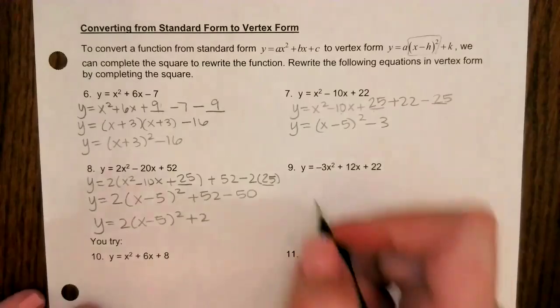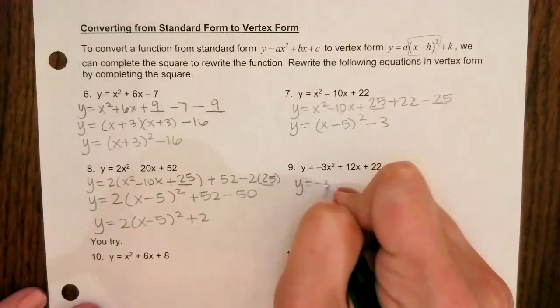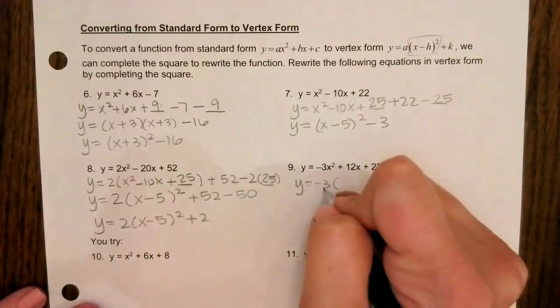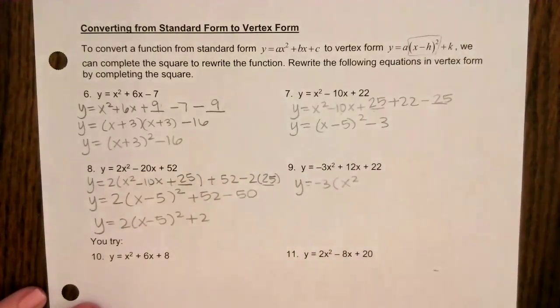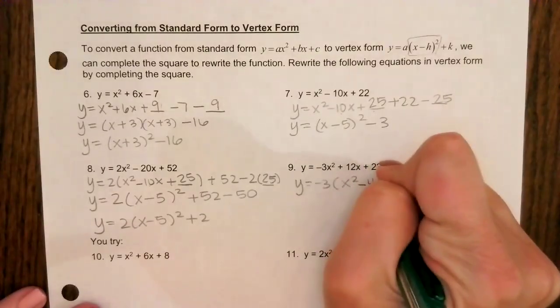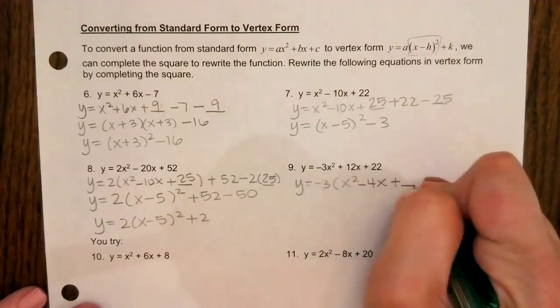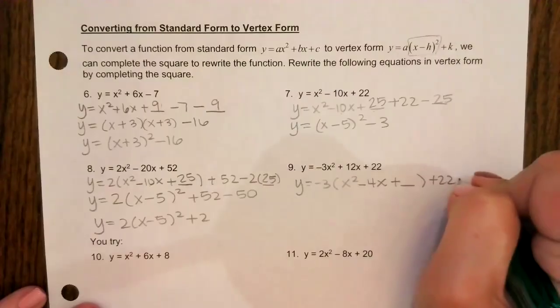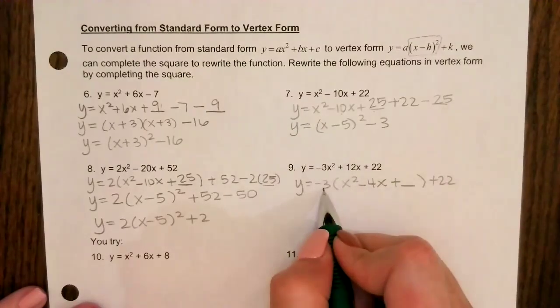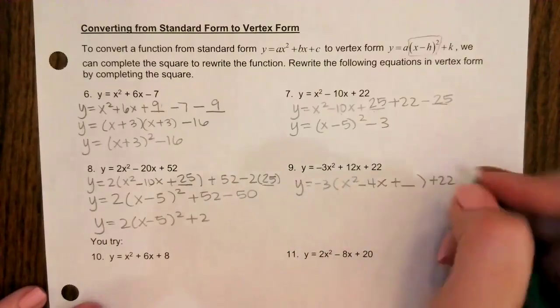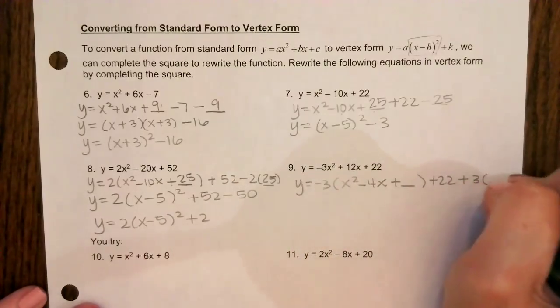All right, let's try that again. I factor out my negative 3. Remember, factoring is just undoing the distribution. So negative 3 times x squared gives me negative 3x squared. Negative 3 times negative 4x gives me that 12x. And then I need my missing term. Then I have the 22. Now over here, I had a negative 3 times this. So I'm actually subtracting. So I need to add a 3 times.